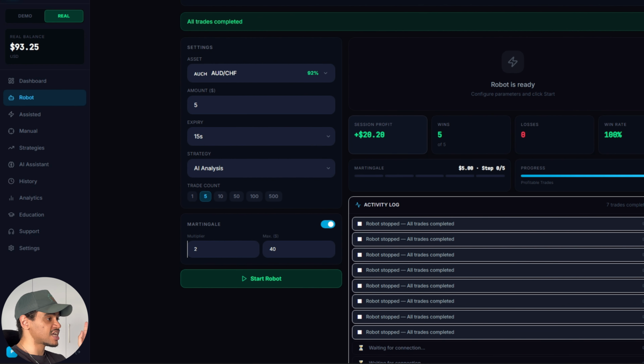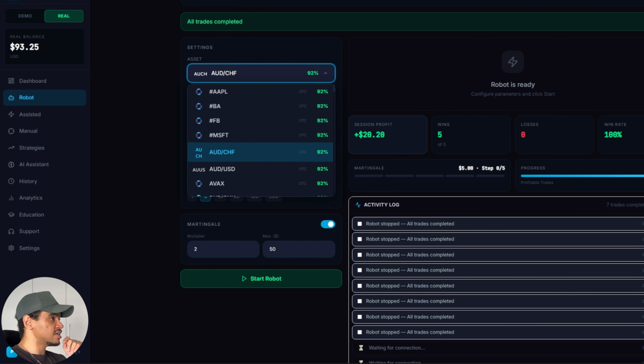We finished our trading session with $20, and let's go to our next trading session and just continue grinding. Now we can adjust it a little bit. Let's make it $8, 2 martingales, and let's do $50 right there. And let's execute it on a different market right now.